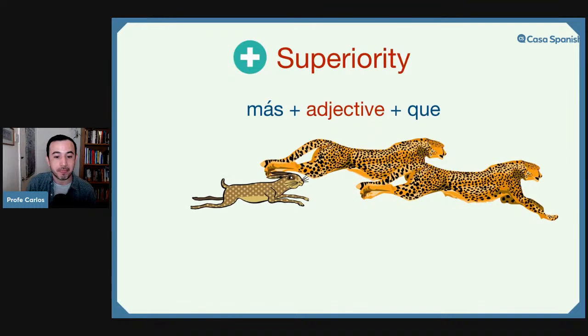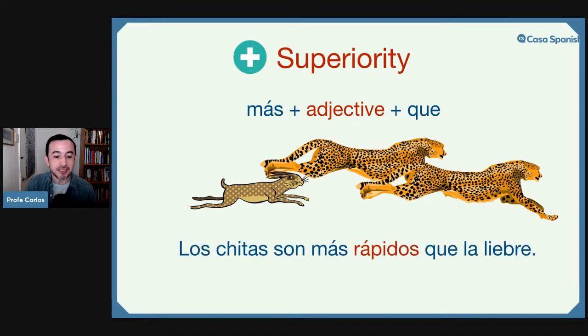Now, what about if we have two cheetahs instead of one? What will happen here? So basically, there is a small change that we need to add here. Los cheetahs son más rápidos que la liebre.